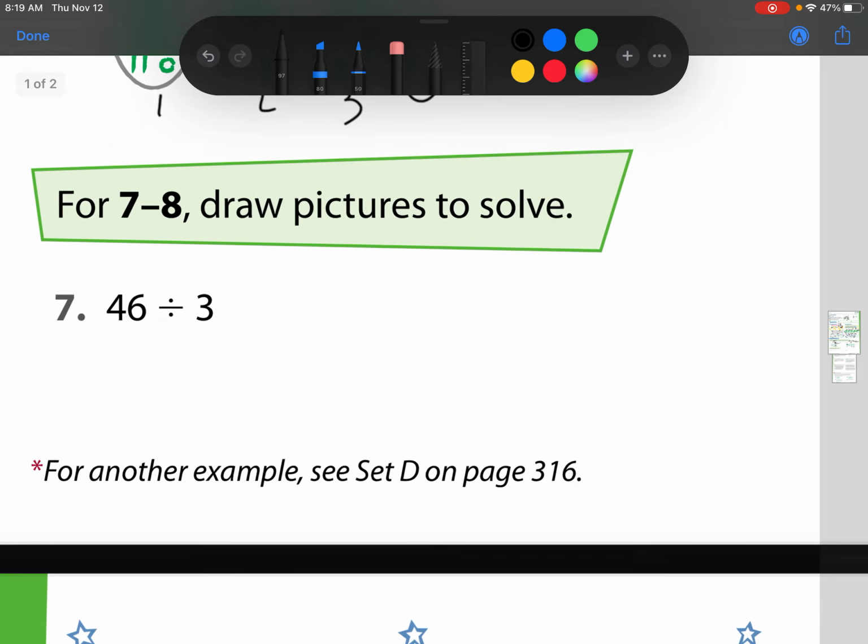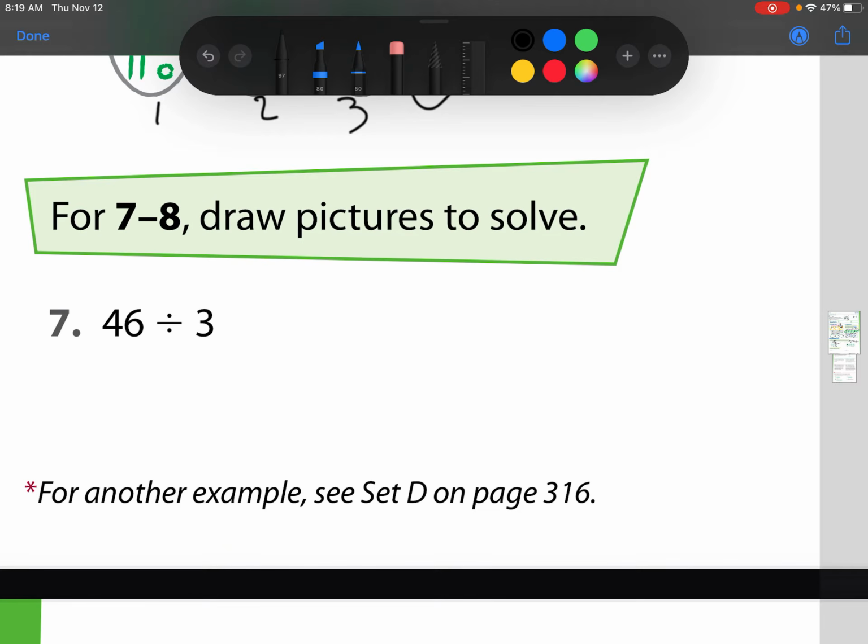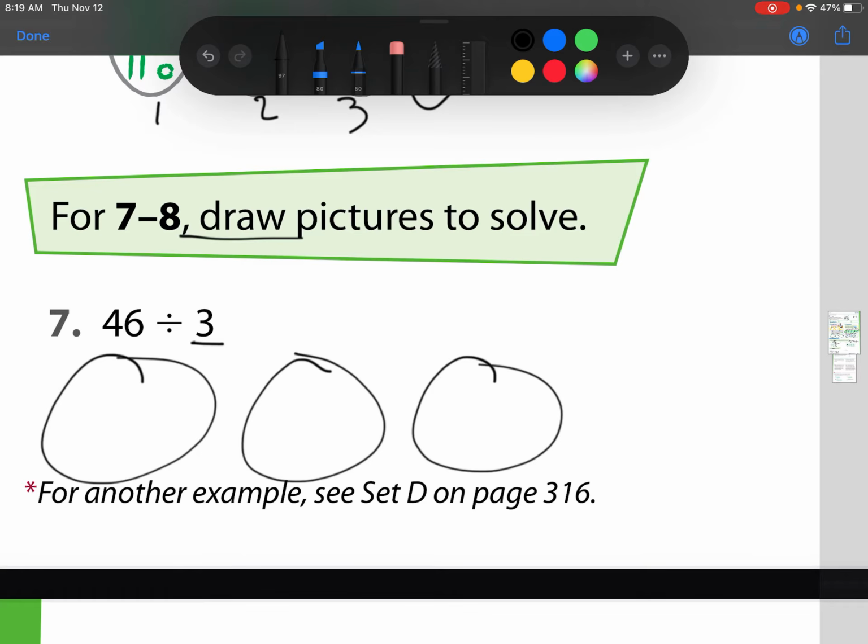Now let's head off to this one right here. This one says draw pictures. So not use a calculator, draw pictures. So I have 3 groups, so I'm going to start out with 1, 2, 3, and now I break those 10s up. 10, 20, 30. Uh-oh, we have 1 10 left. So what happens to that 10? Remember, it's broken up into 10 ones.